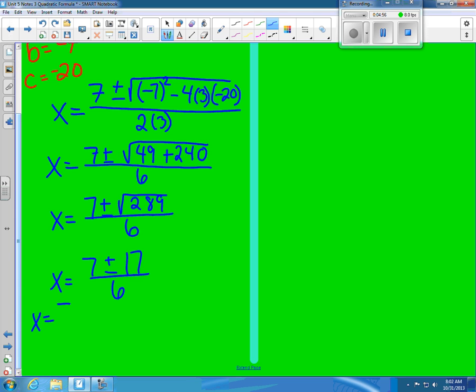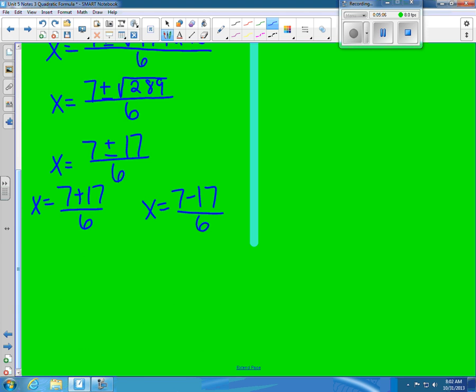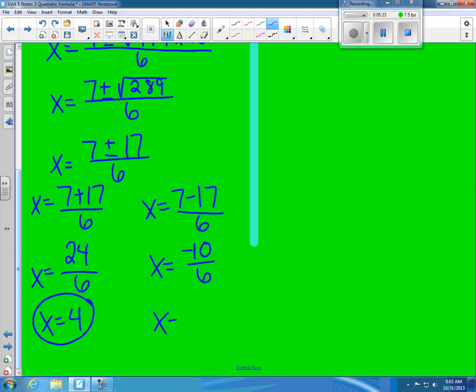So we have x equals 7 plus 17 divided by 6, and x equals 7 minus 17 divided by 6. So 7 plus 17 gives us 24, and we're going to divide that by 6. So one of our solutions is x equals 4. Then we're going to take 7 minus 17, which gives us negative 10, and divide that by 6. So x equals negative 1.66 repeating, so we're going to round that to negative 1.67. So there's our two solutions.